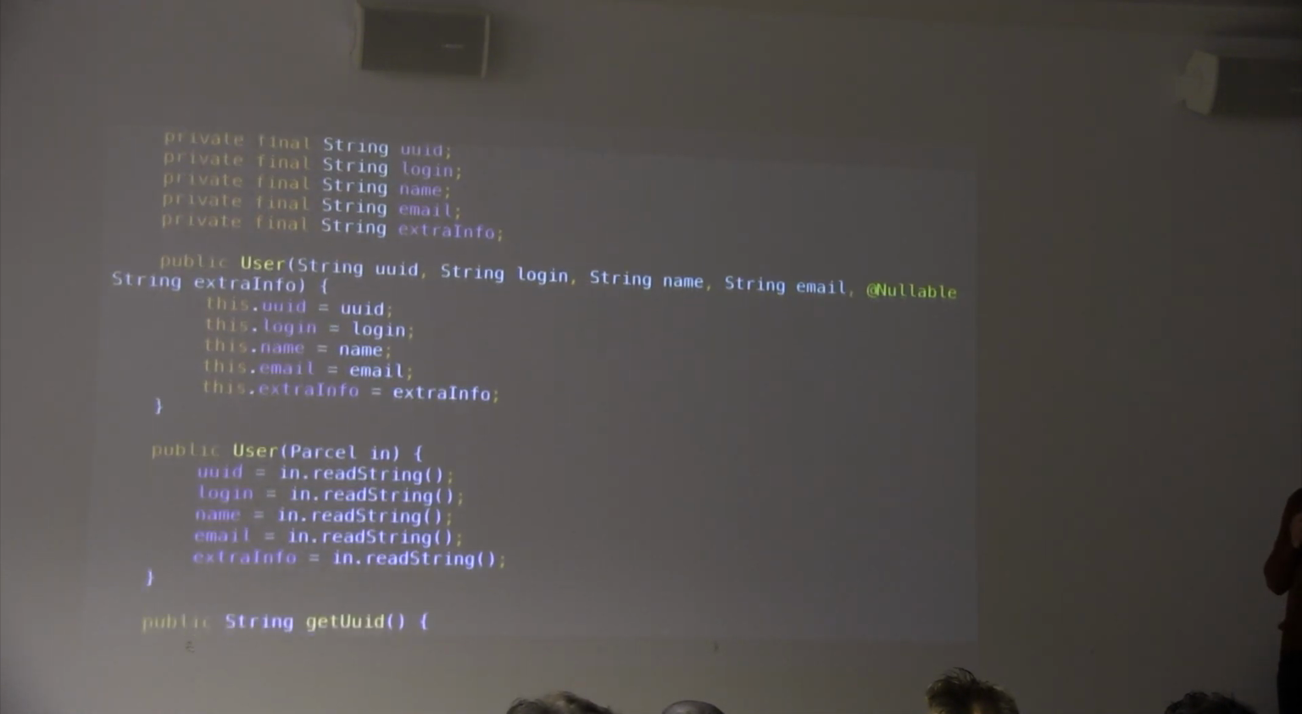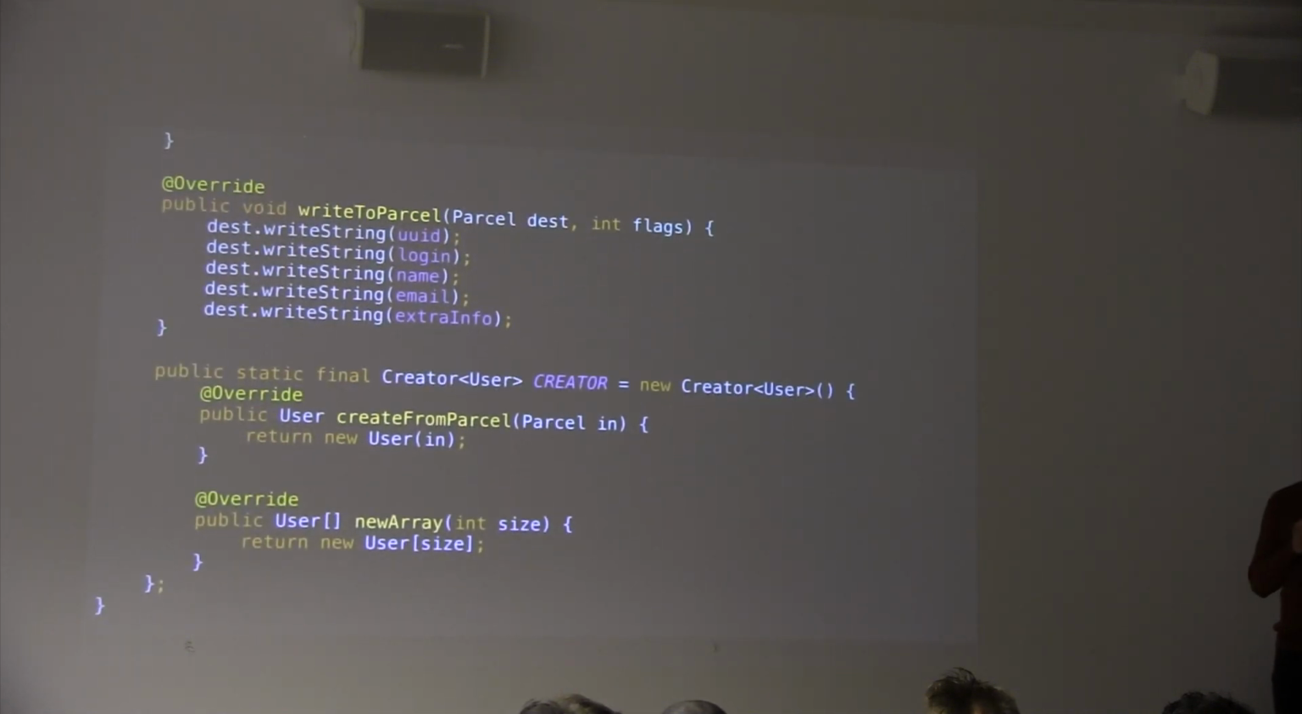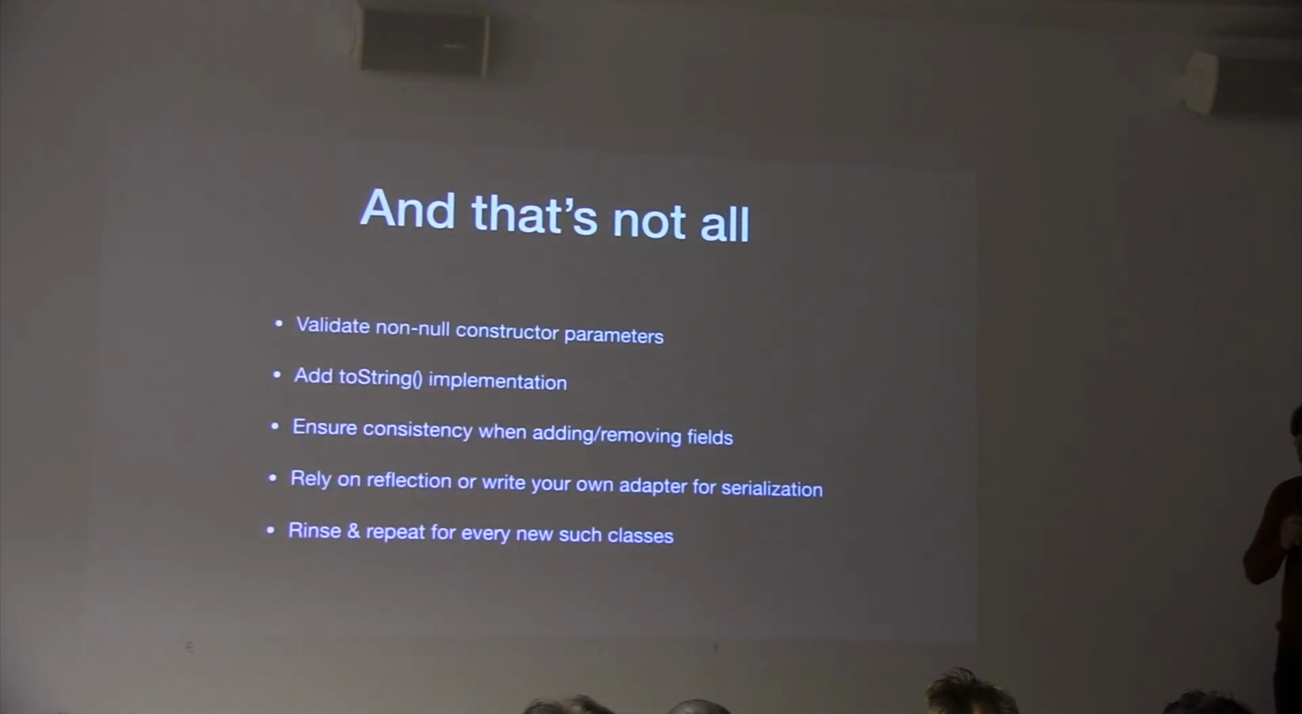And in the end, we get this huge class with a lot of boilerplate code that is just there to make sure we have a value class that works as we want. So there must be another solution, and that's not all. In our example from before, we didn't validate the non-null constructor parameters. We didn't add a toString implementation. If we're modifying the fields of this class, we have to go through all these methods that were generated and make sure they are still consistent with the behavior we expect from this class.